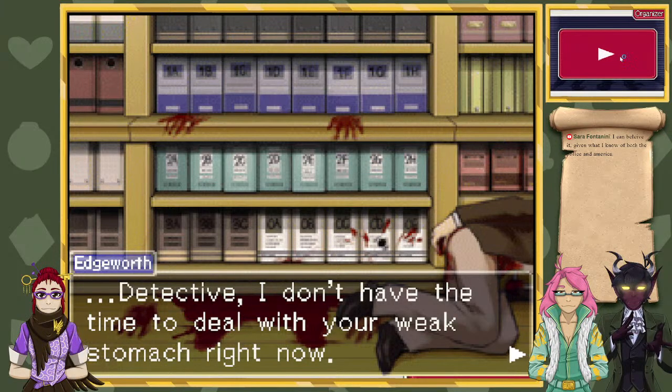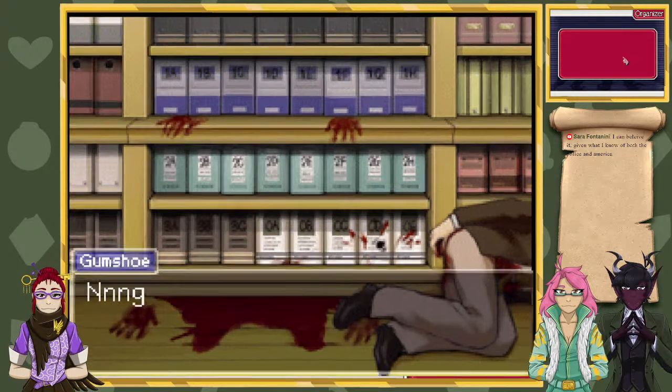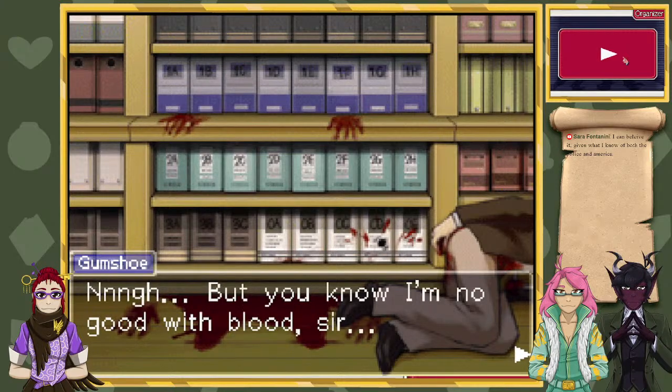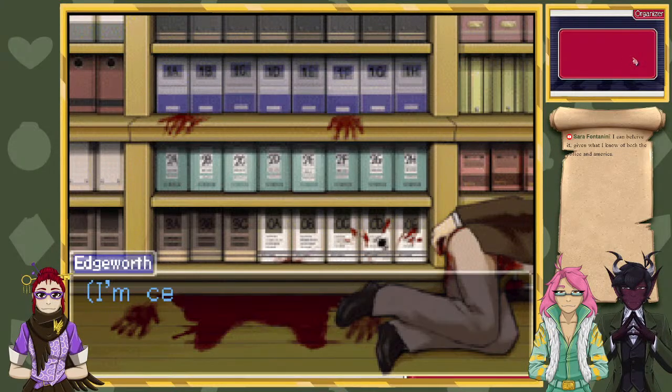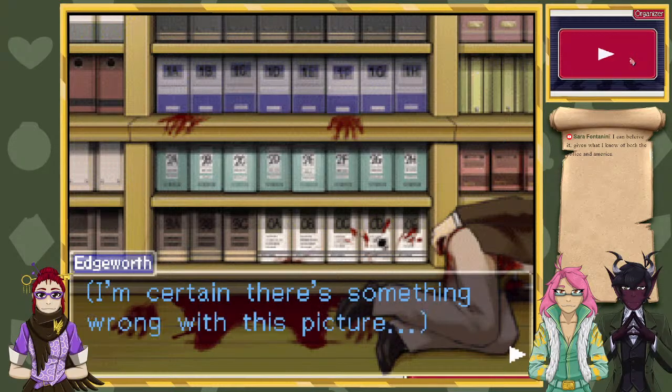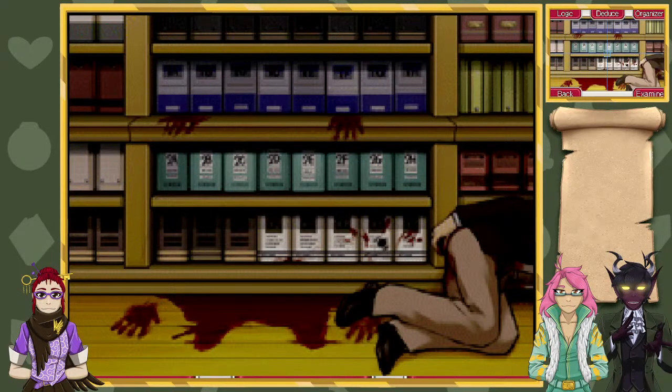Detective, I don't have the time to deal with your weak stomach right now. Well, you know I'm no good with blood, sir. I'm just a detective. I'm just part of the police. This feels so Emma right now and not Gumshoe, right? I need the blood to stay in the body. I'm certain there's something wrong with this picture. Me too. Why does a detective have a fear of blood?